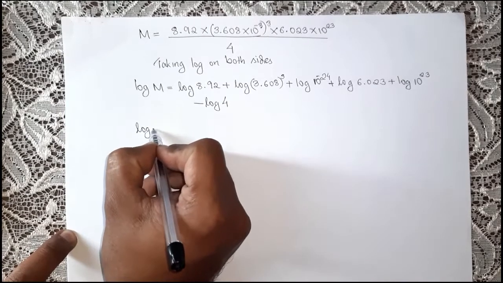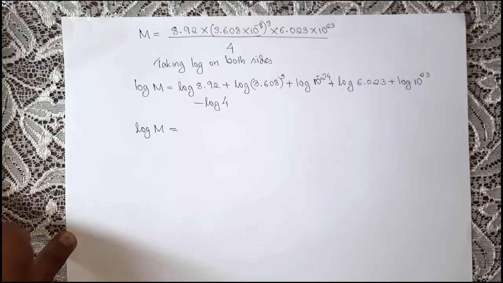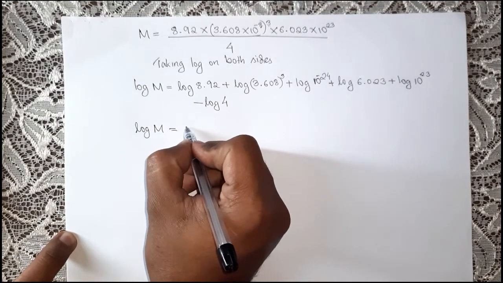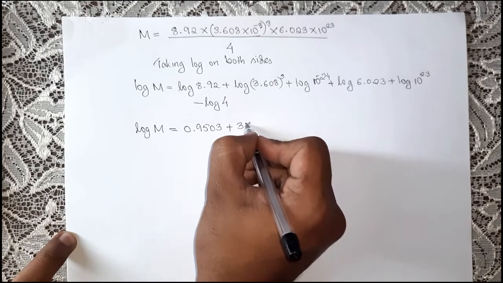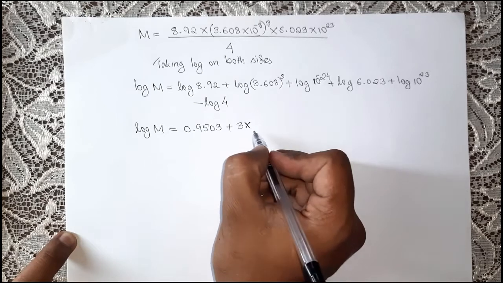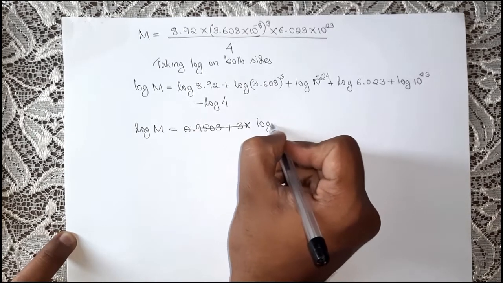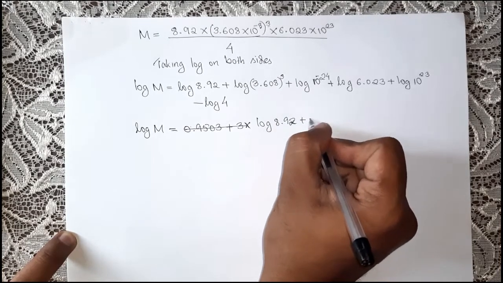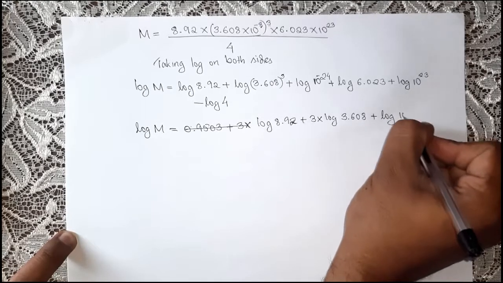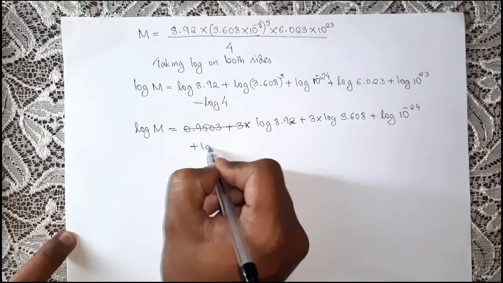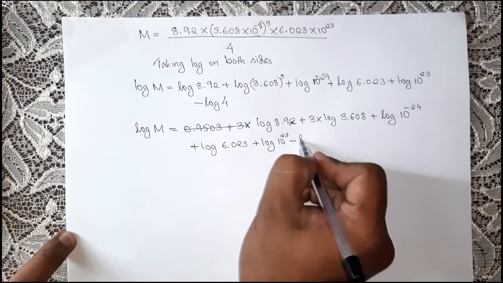So now log m is equal to log 8.92, which is 0.9503, plus 3 into log 3.608, plus log 10 to the power minus 24, plus log 6.023, plus log 10 to the power 23, minus log 4.